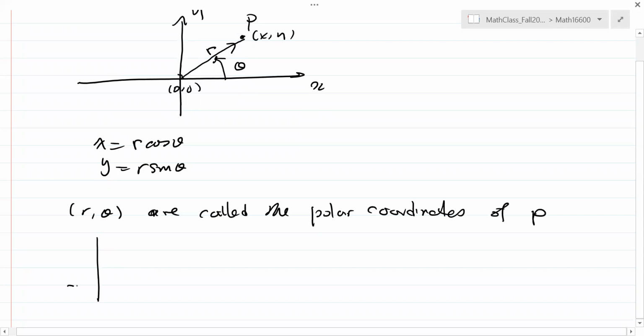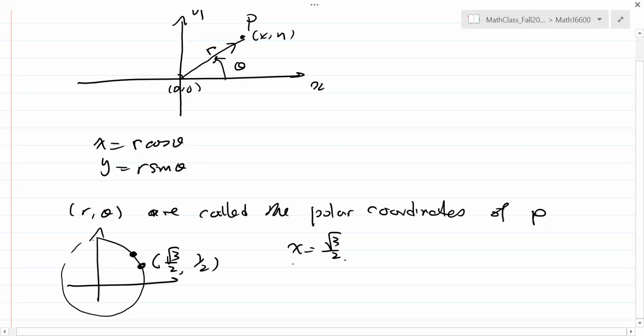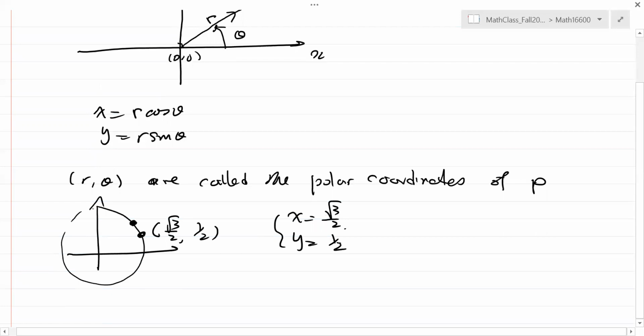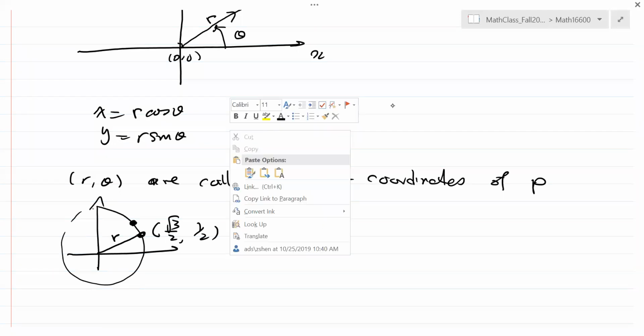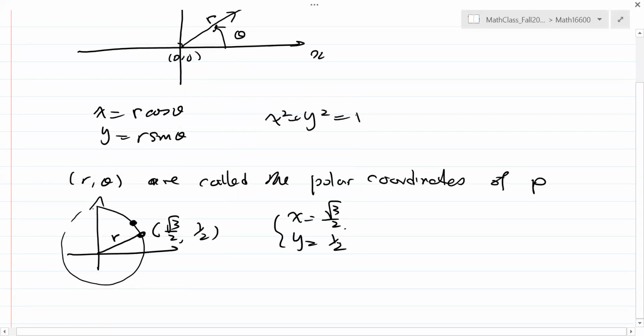Let's look at the point here on the circle. The first coordinate will be square root 3/2, and the second coordinate is 1/2. So x equals square root 3/2 and y equals 1/2. I'm going to describe this point using polar coordinates. How can I do that? I draw the line. I have to figure out what R is. Now, from the above equations, you can see that x squared plus y squared equals R squared. We also see how to get theta.